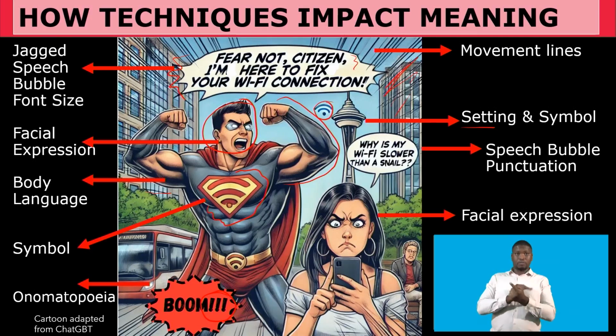Here is another symbol, and the setting you can see is a city. There is another speech bubble, and look at the difference between this speech bubble and the one by the superhero character. And then we have facial expression in this character at the bottom. She does not seem very happy. She says, "Why is my Wi-Fi slower than a snail?"